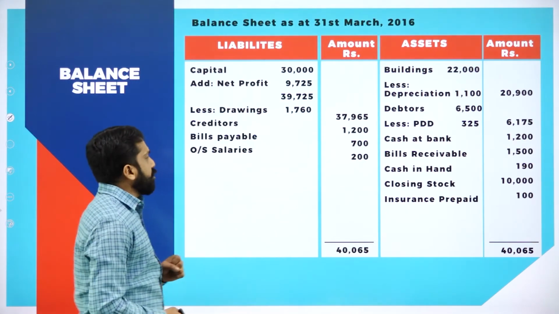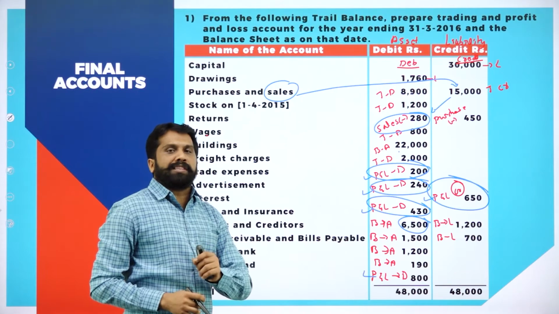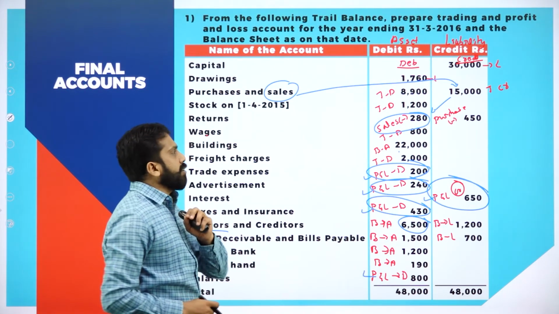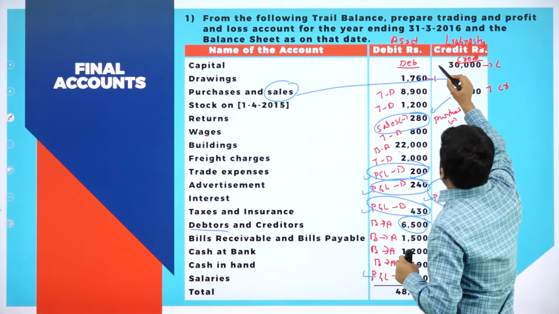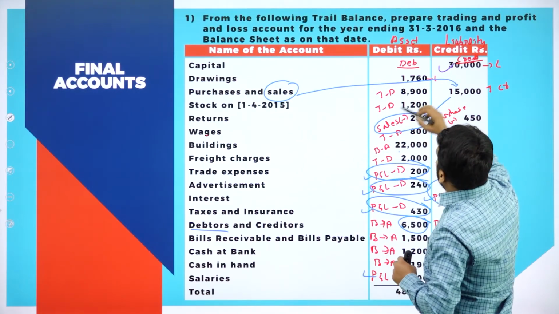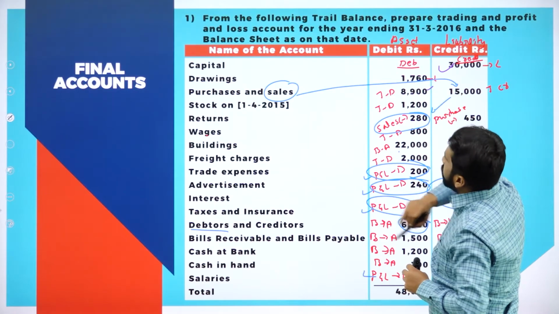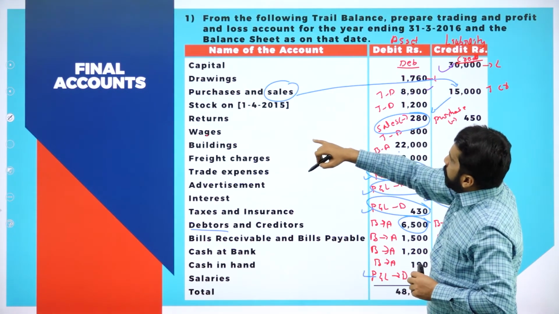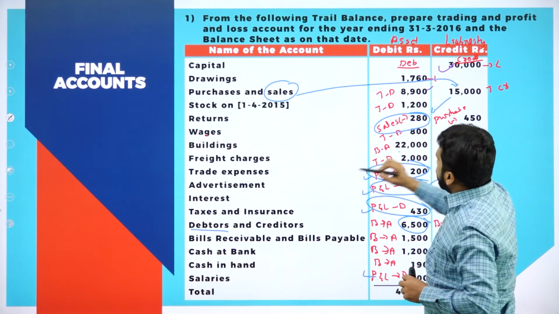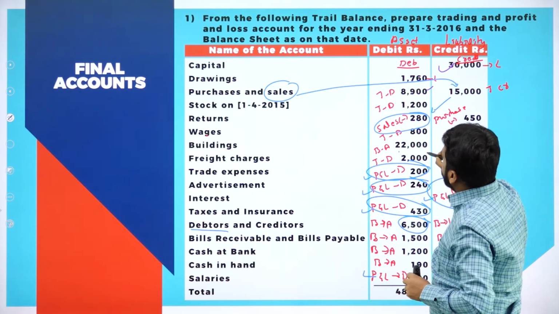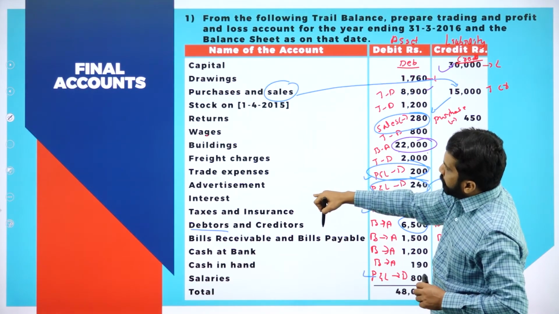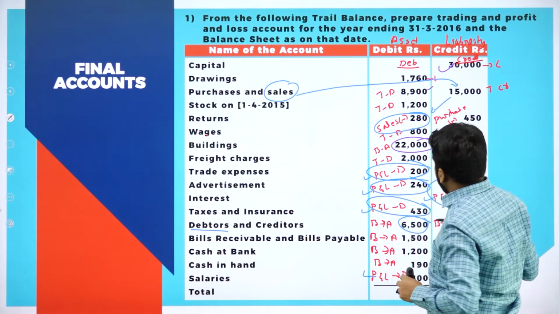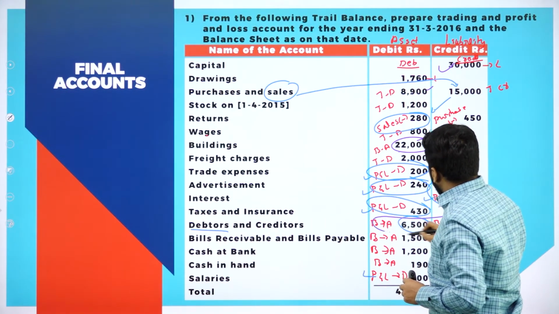I'll go back to your question. We already marked a few things as balance sheet items. Which are those? See, your capital is balance sheet. Your drawings are balance sheet. Then you have written building. Building is from balance sheet. Freight, trade, advertisement, tax, debtors and creditors are balance sheet.